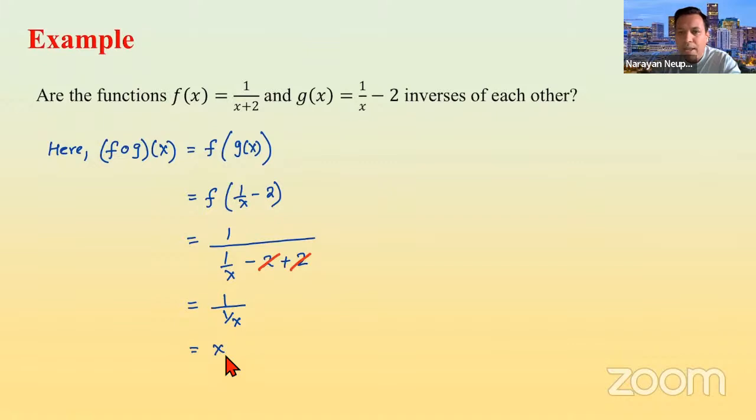Now we have to find the other composition, and we also have to get the same result if these two are inverses of each other. So let's work on that second part. In the first part, we did f o g of x. In the second part, we have to do the opposite, that is, g o f of x.